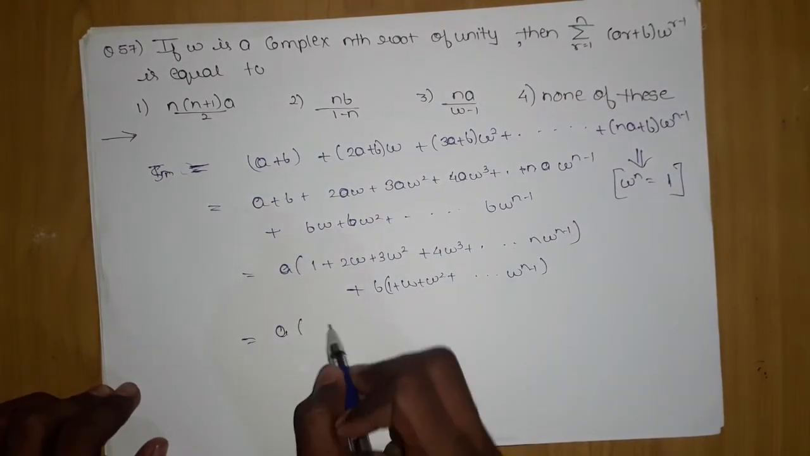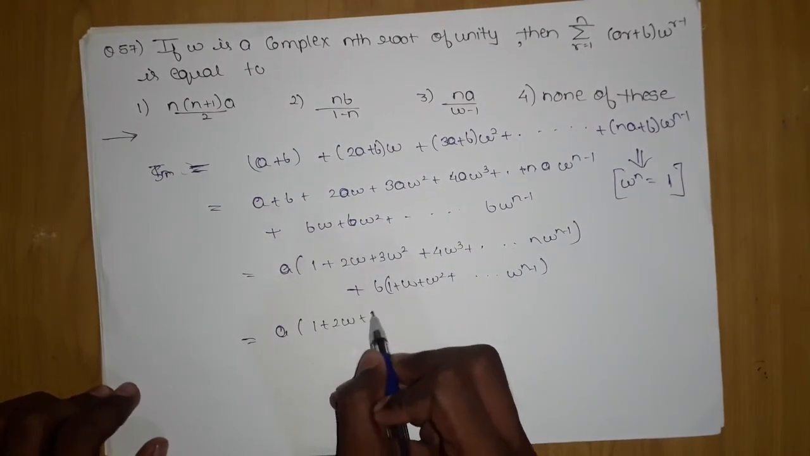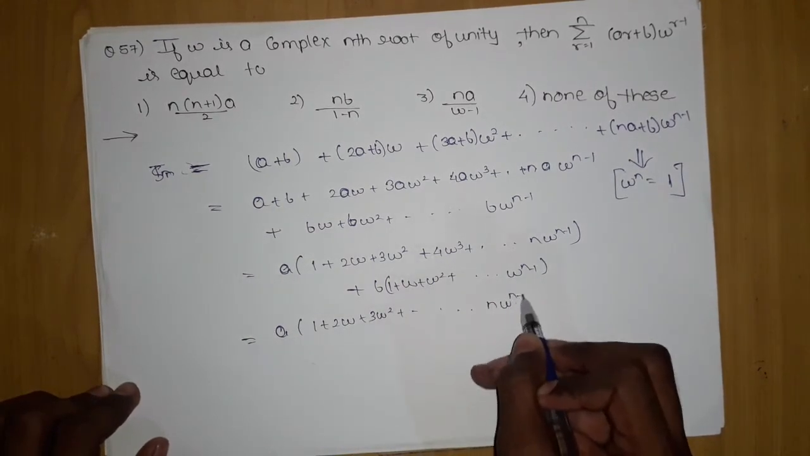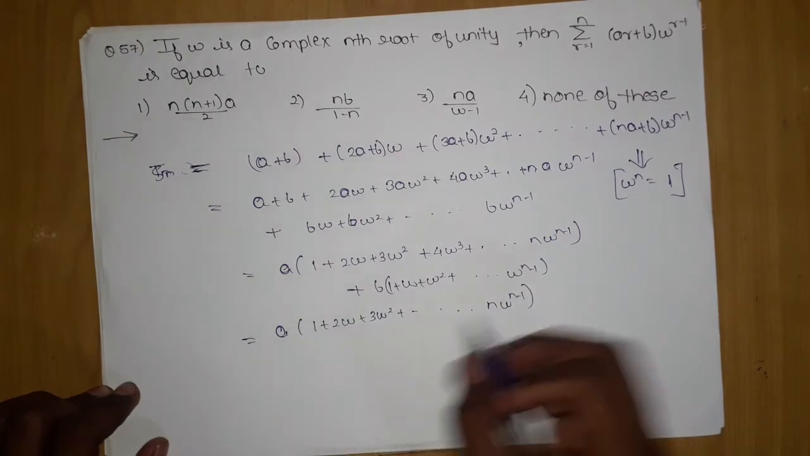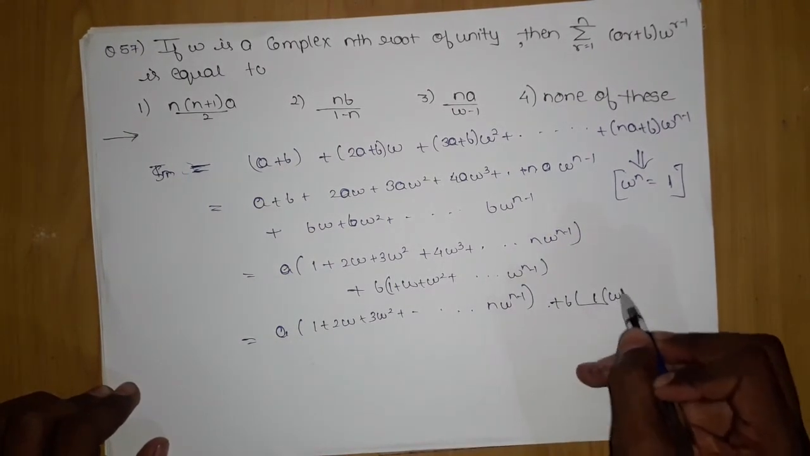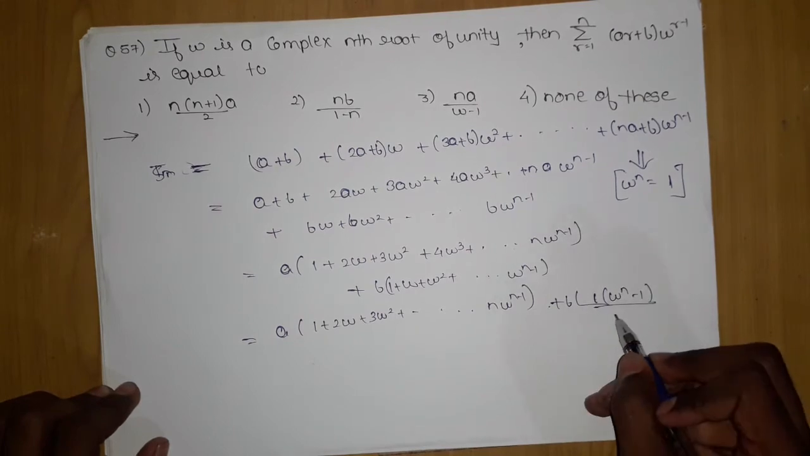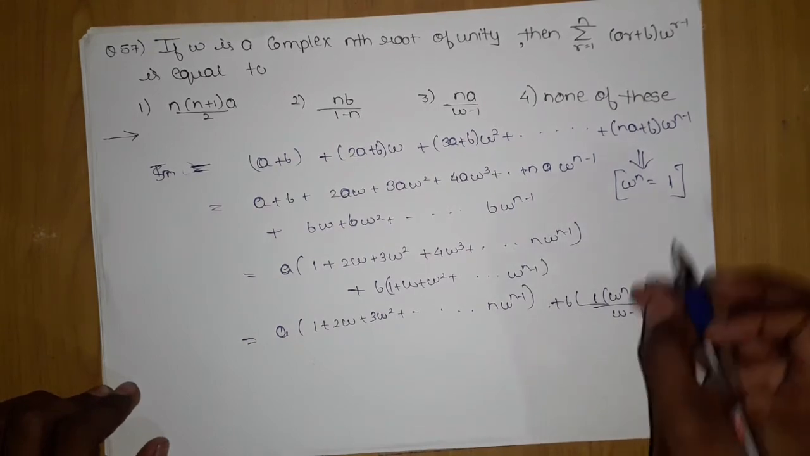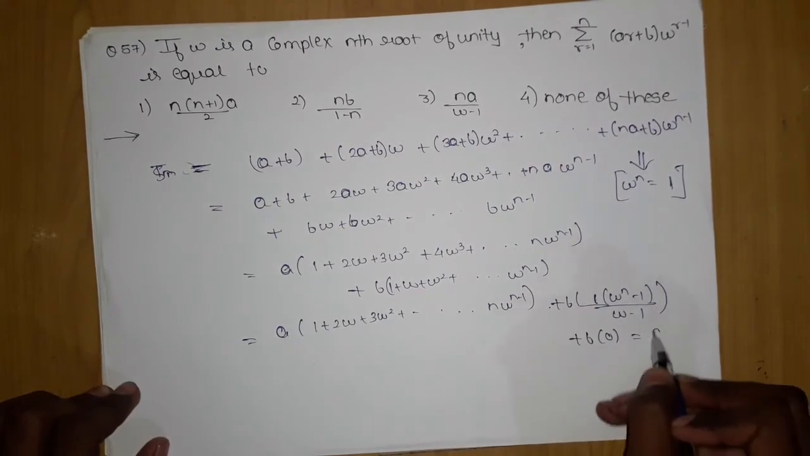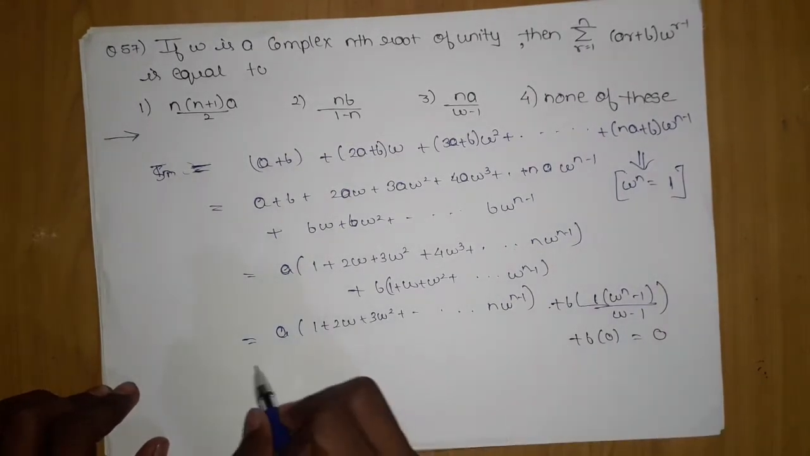This will be as it is, 1 plus 2 omega plus, this is very obvious, it is an AGP, with n into omega power n minus 1, and this will become b into 1 into omega power n minus 1 upon omega minus 1. But I have just told that omega power n is equal to 1, which will make it b into 0, which is 0. Now we will deal with this one.